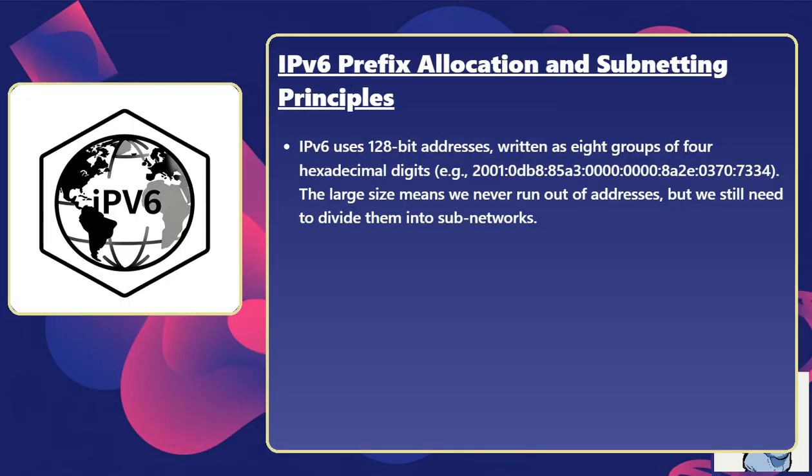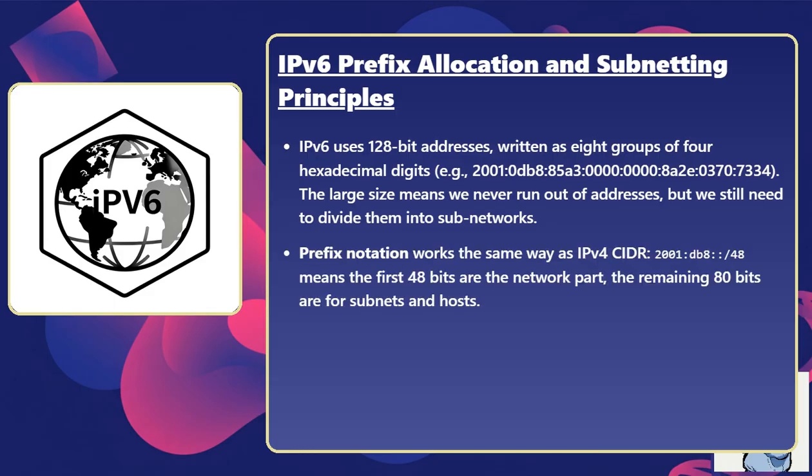IPv6 uses 128-bit addresses written as 8 groups of 4 hexadecimal digits, for example 2001:0db8:85a3:0000:0000:8a2e:0370:7334. The large size means we never run out of addresses, but we still need to divide them into sub-networks. Prefix notation works the same way as IPv4. 2001:db8::/48 means the first 48 bits are the network part, the remaining 80 bits are for subnets and hosts.